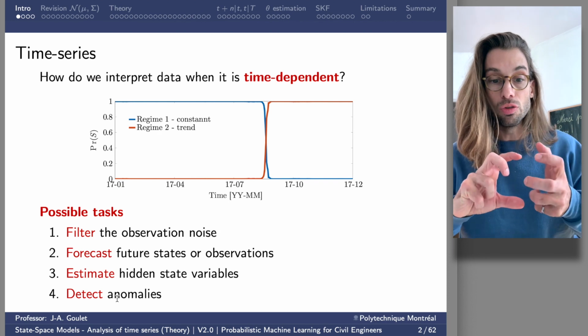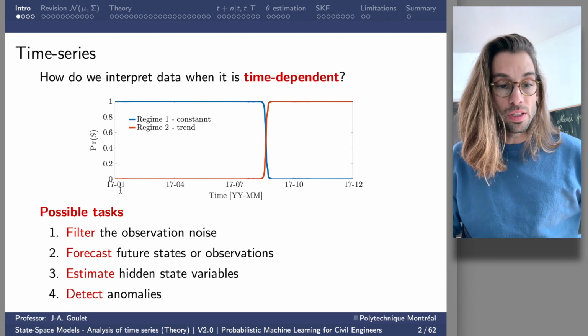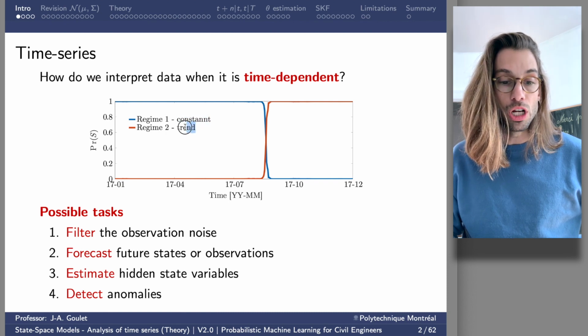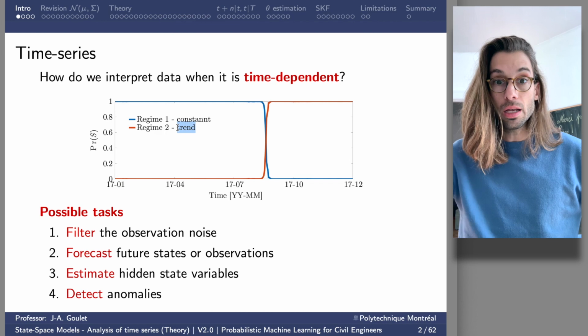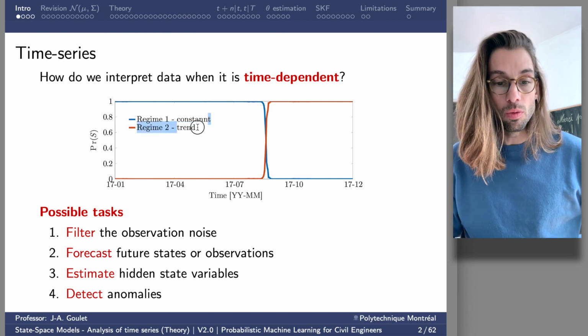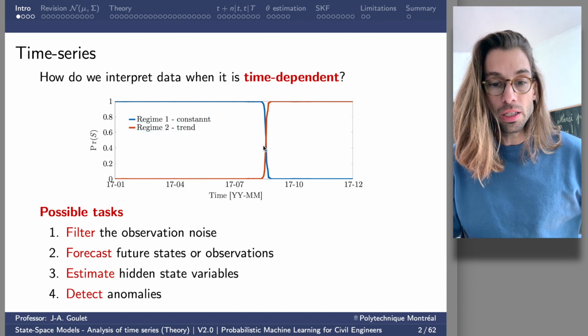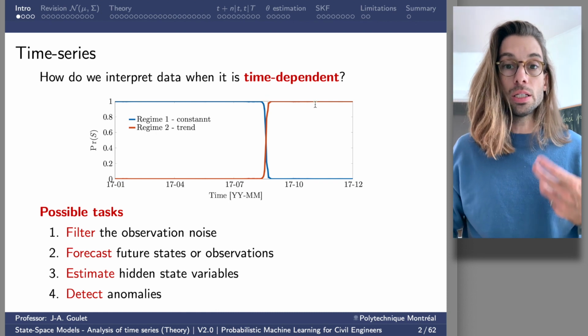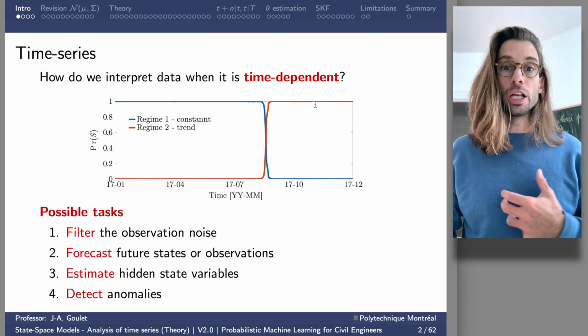So, changes in regime. Here on the graph we have the probability of both regimes. The first regime has a constant level, with 0 speed, and the other one has a trend, so a constant speed regime. Initially the one with the trend has a 0 probability, until at some point we have a shift. How can we learn to do this in real time as we're collecting data?